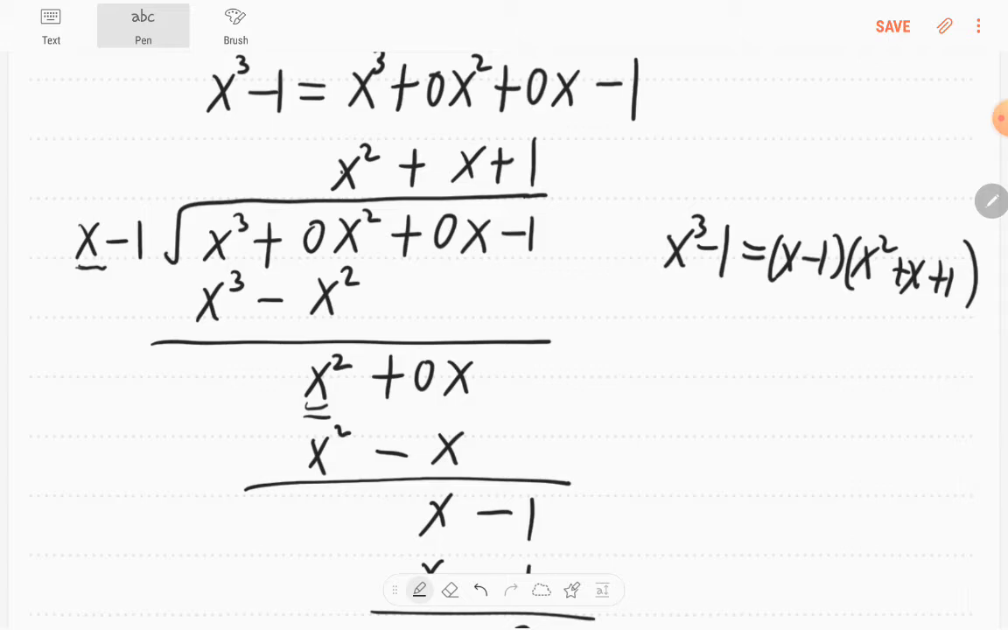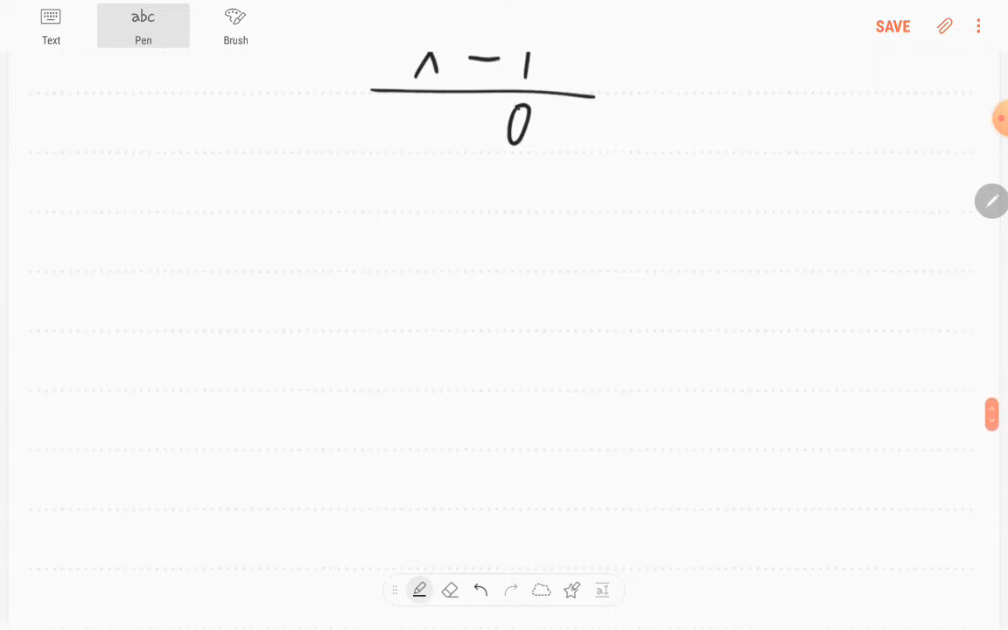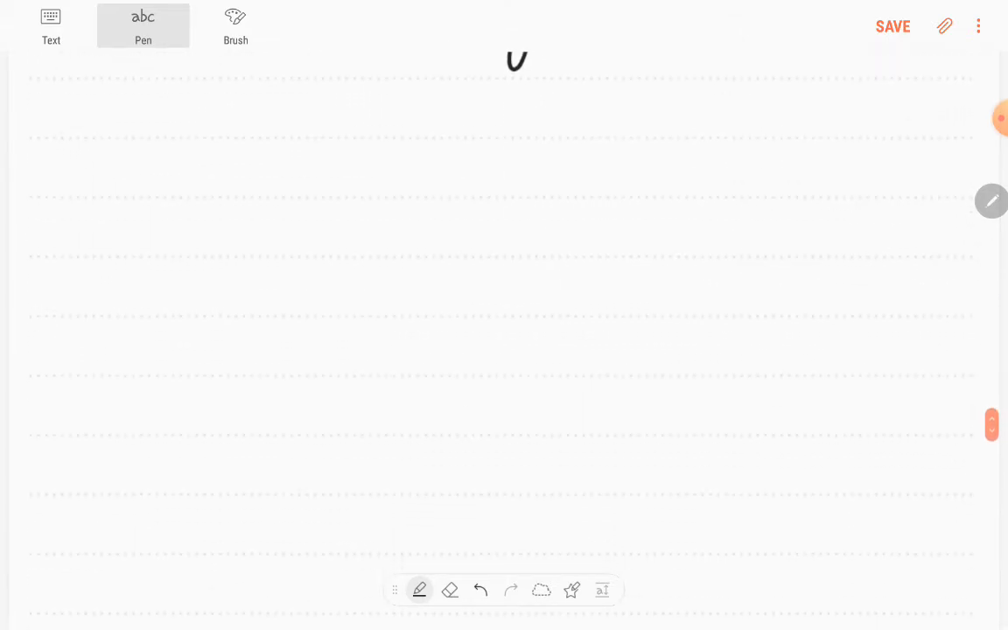So now let's summarize it using what is called the division algorithm.